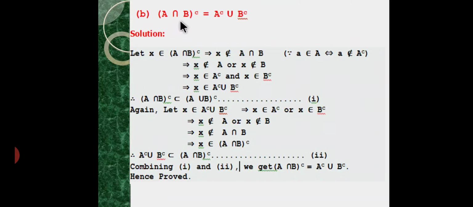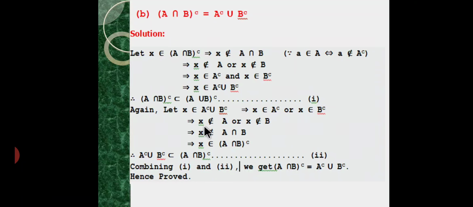So let X belong to LHS, A intersection B whole complement. So by the definition of complement we write X does not belong to A intersection B. So X does not belong to A or X does not belong to B. So X does not belong to A means that X belongs to A complement. So X belongs to A complement or X belongs to B complement. From this we write X belongs to A complement union B complement. Okay. So A intersection B whole complement is a subset of or equal to A complement union B complement. Let it be equation 1.